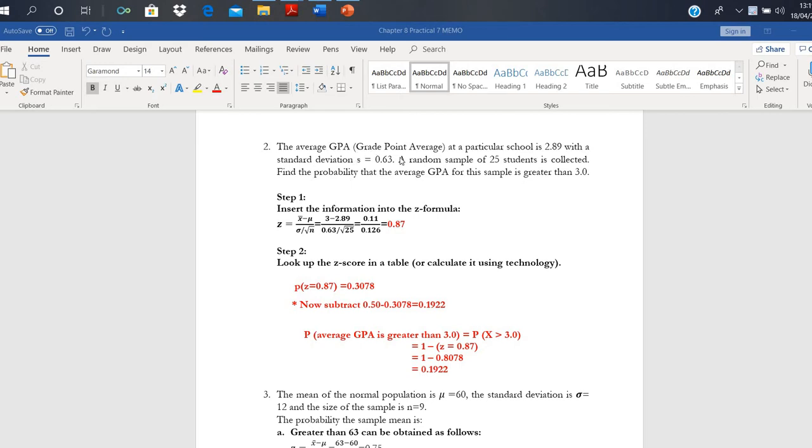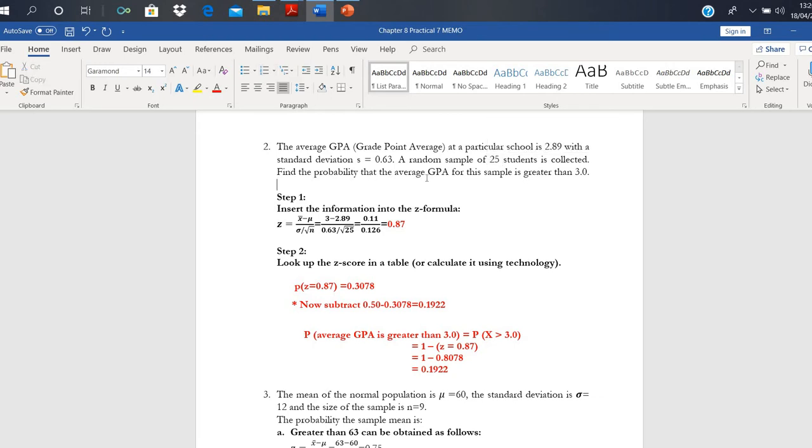The grade point average at a particular school is 2.89 with a standard deviation of 0.63. A random sample of 25 students is collected. So we are asked to find the probability that the average GPA for this sample is greater than 3.0. In this problem, we are given the population mean, which is 2.89, and we know the population standard deviation is 0.63, and we also know the sample size, which is 25 students that have been collected.